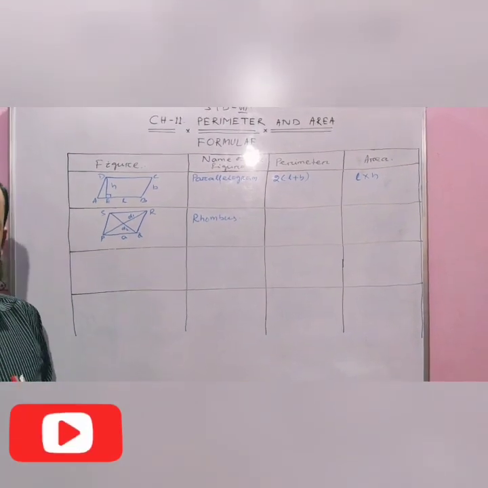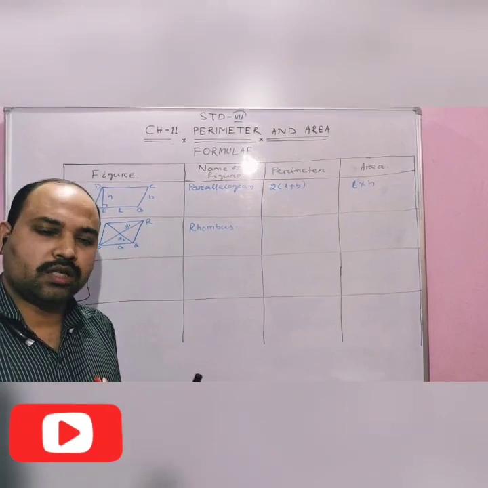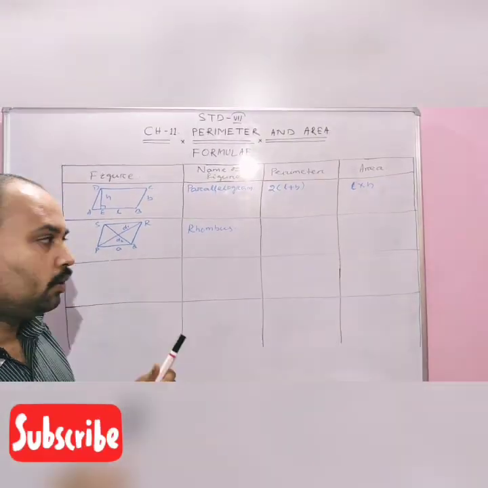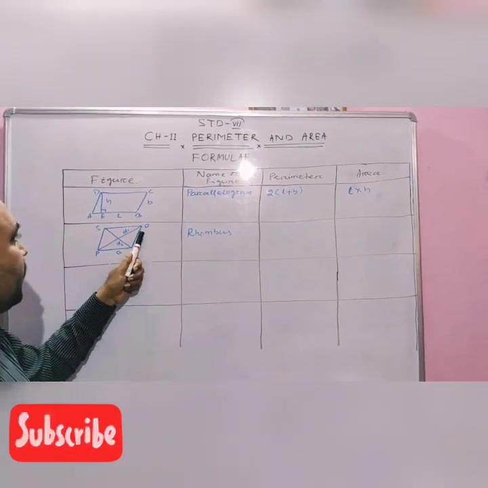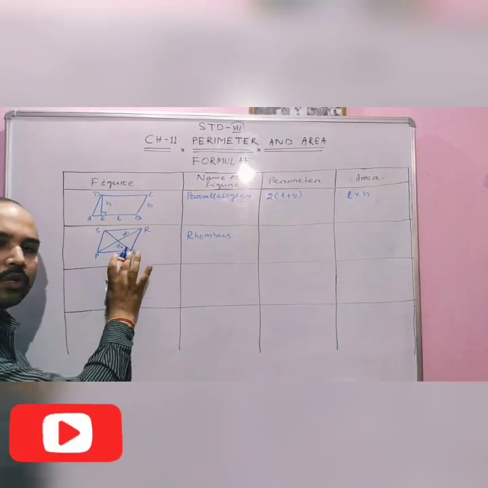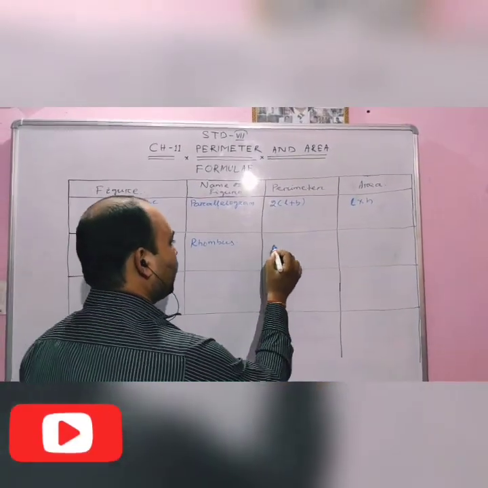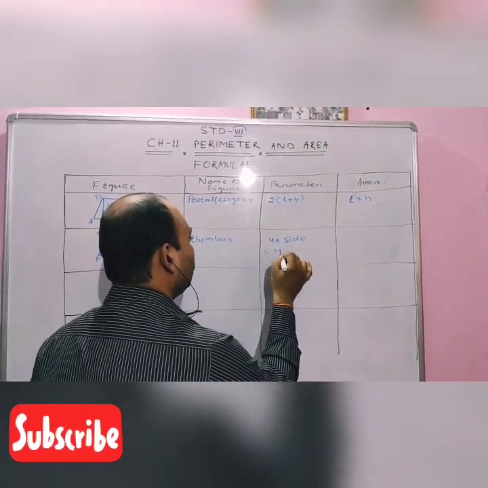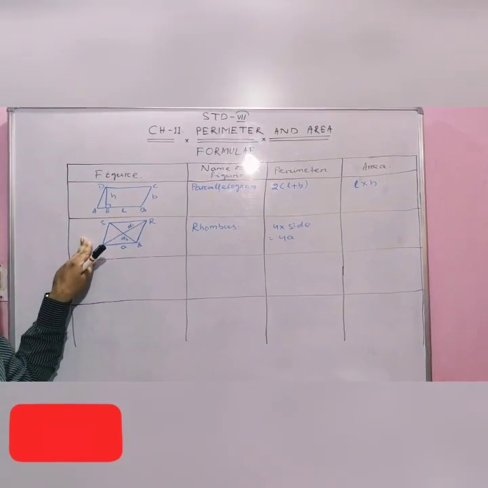What is the perimeter of the rhombus? It is the same as the square. In a square all sides are equal, and in a rhombus all sides are equal. When we find the perimeter, we have to add all the sides, meaning A plus A plus A plus A, because in a rhombus all sides are equal. So directly you can write 4A, 4 into side. It is the perimeter of the rhombus.